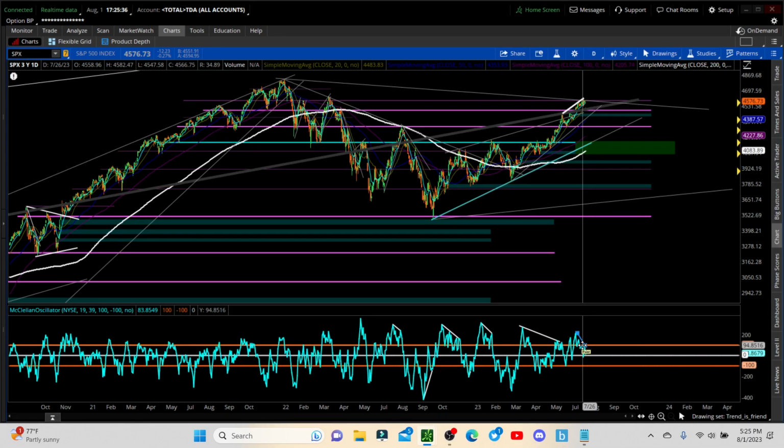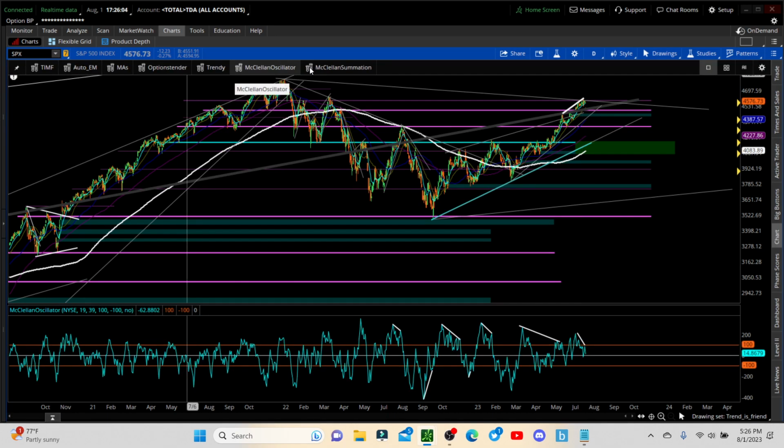And let's just go ahead and do the, if this will cooperate, let's do the summation as well. If not, we'll just move on. Okay, we have our McClellan summation, which just takes the average of those days. It's an oscillator there. So we have that back to this extreme bull area. We're not quite there, but we're making a lower high as well. And I want to point out that this is a definite divergence as well.